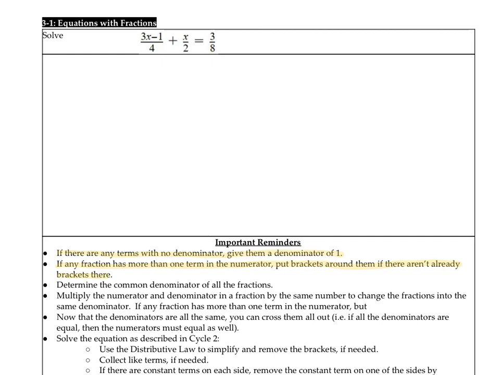So for instance, in this first example, that numerator has more than one term, so you should put brackets around it.